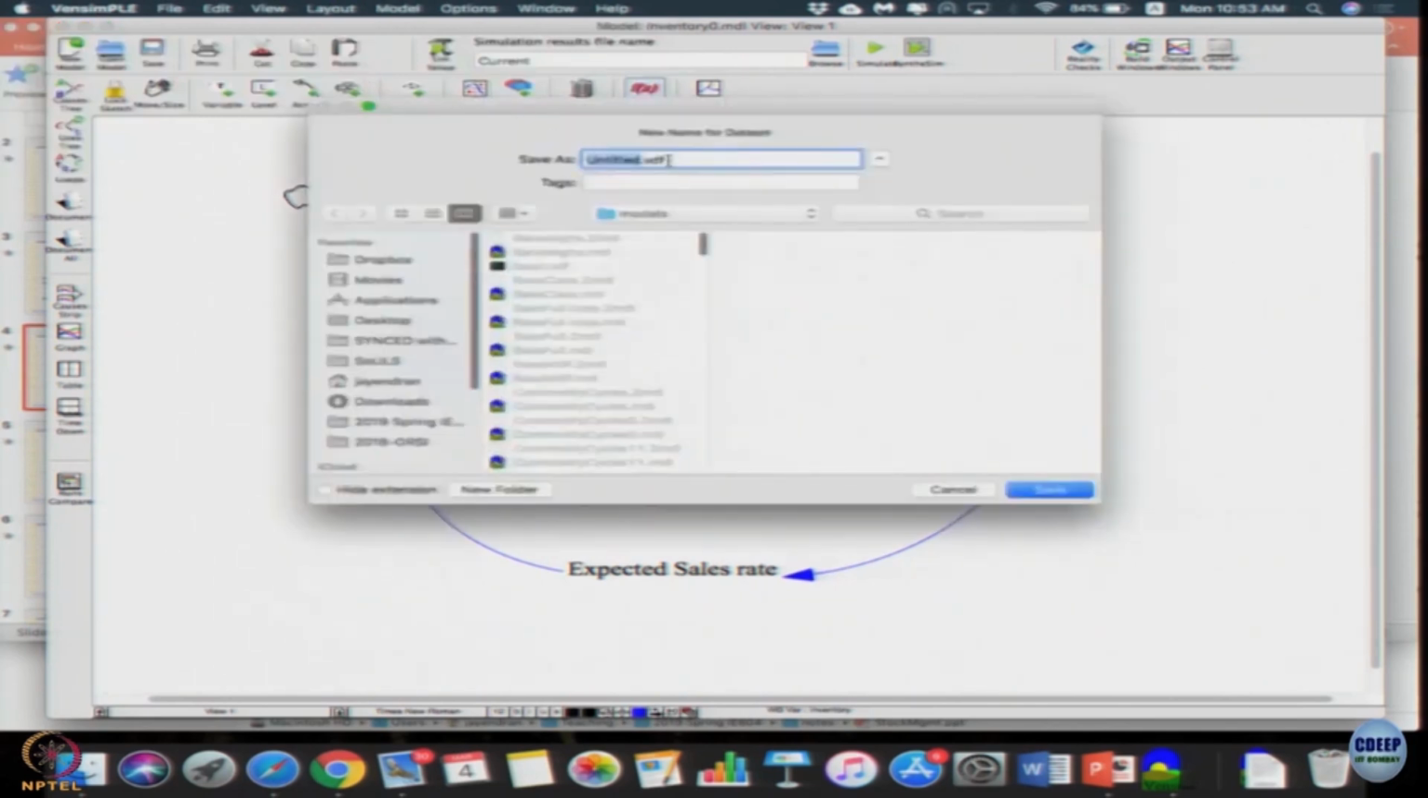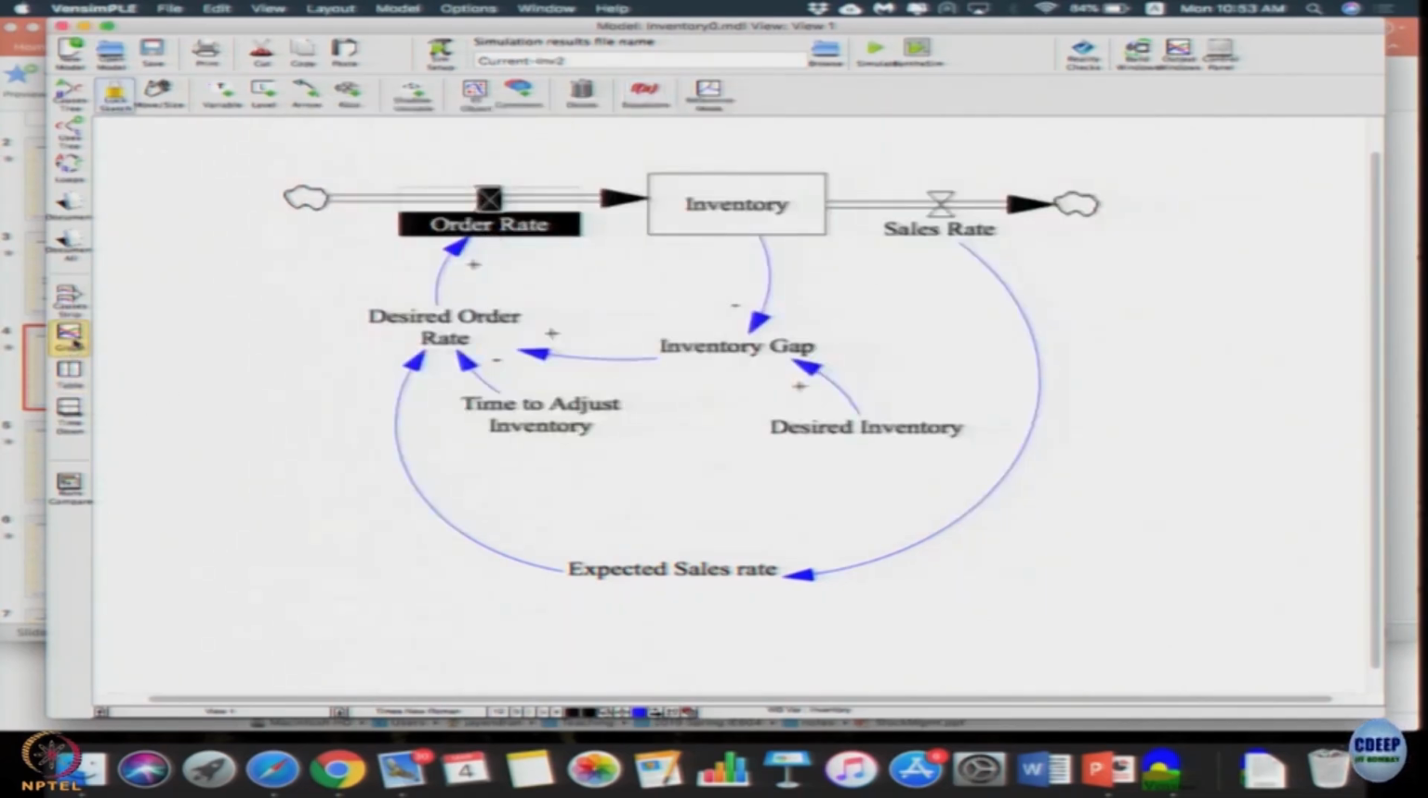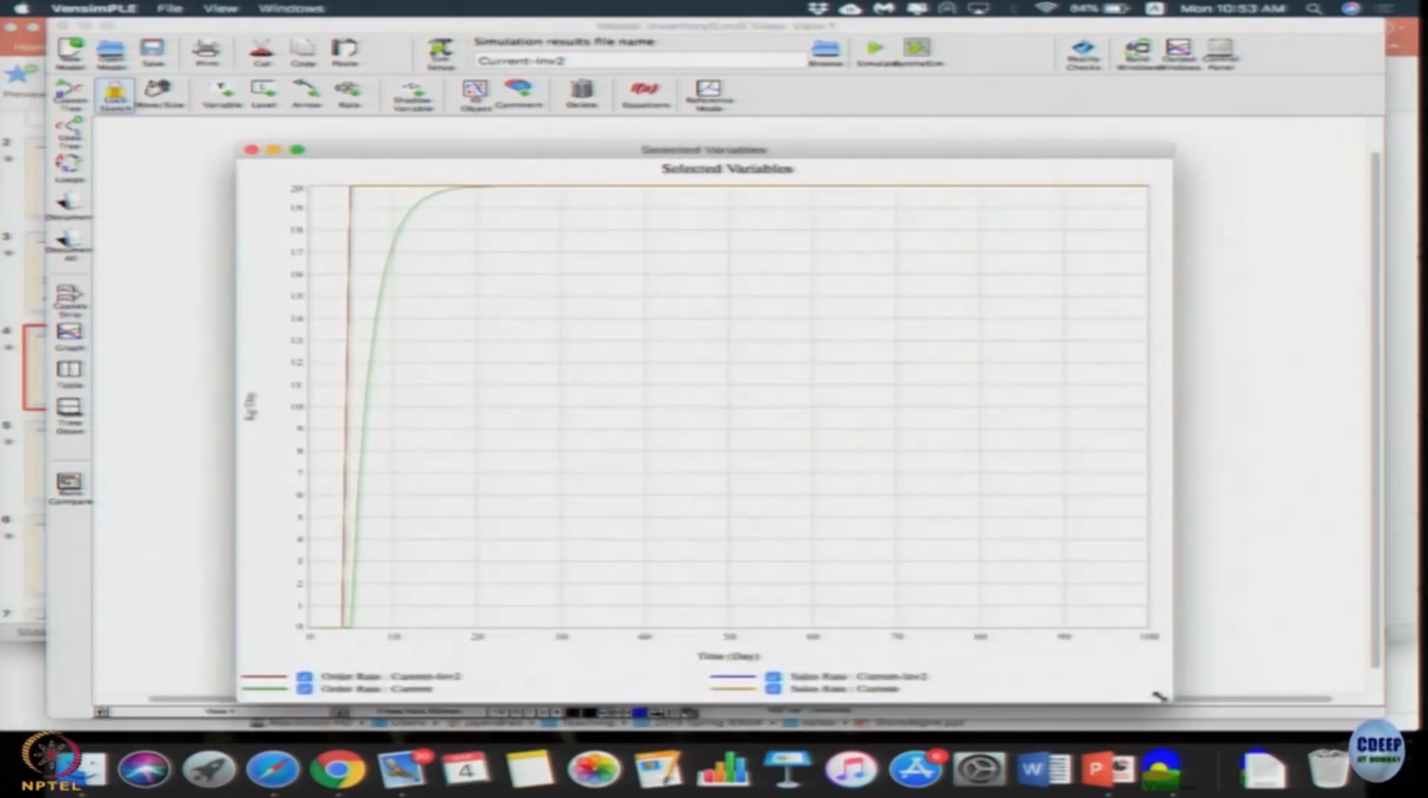Let me simulate. I'm not going to overwrite. Let us look at the order rate and sales rate graph. The order rate and sales rate are exactly the same. I just overlapped the previous simulation run along with this one. We get the exact same behavior for the order rate and sales rate. So, that means the addition of the sales rate actually did not affect my order rate.